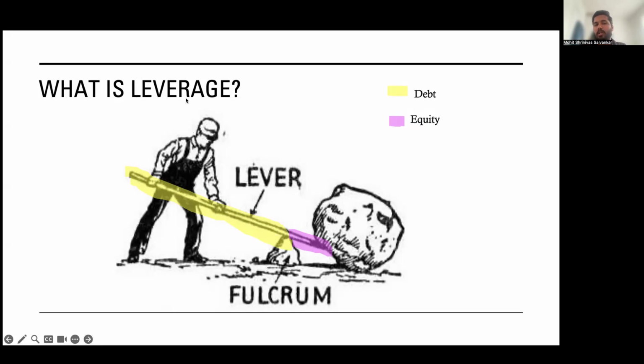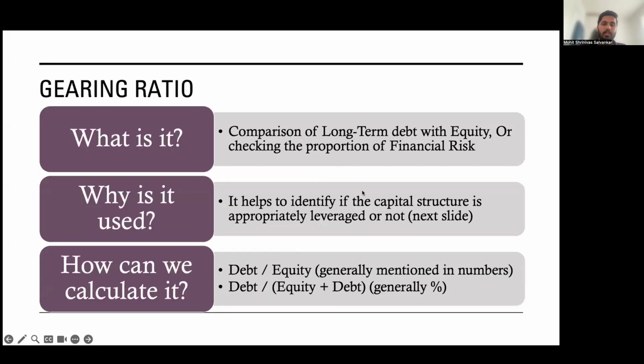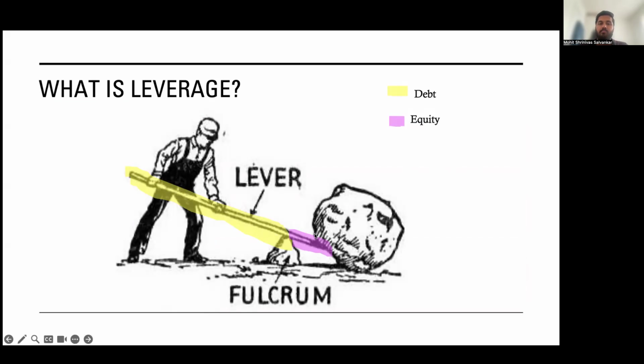So the leverage ratio or gearing ratio formula is of two types. Number one, this yellow portion, that is debt divided by equity, which is also known as the debt to equity ratio. Number two, it is debt divided by the total capital, that is yellow divided by the entire stake. Getting back here, that's what is mentioned here: comparing the long-term debt with equity or checking the proportion of the financial risk. It helps to identify whether the capital structure is appropriately leveraged or not.